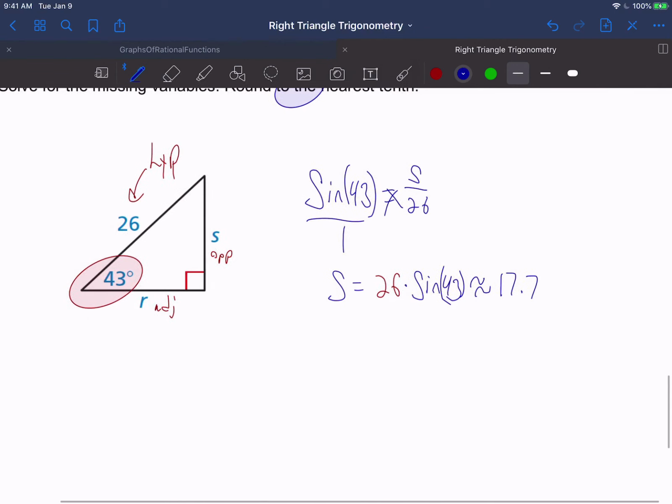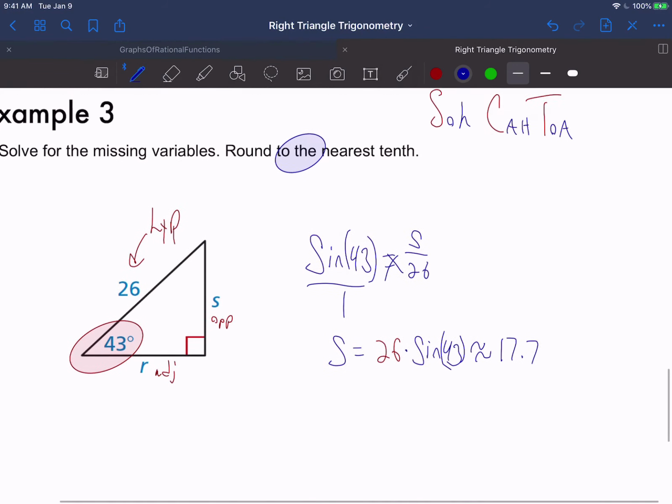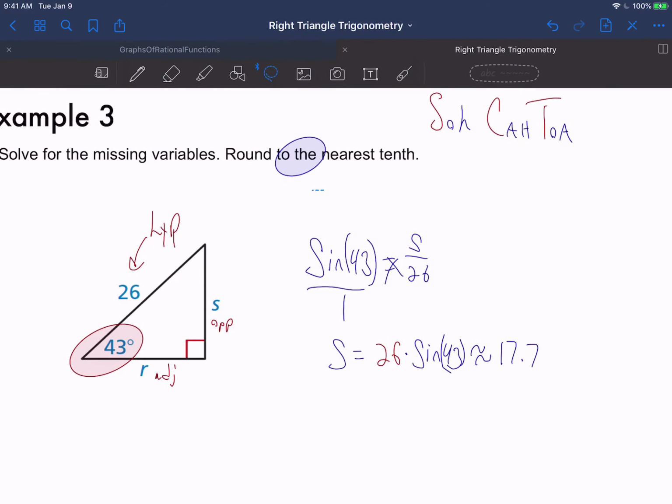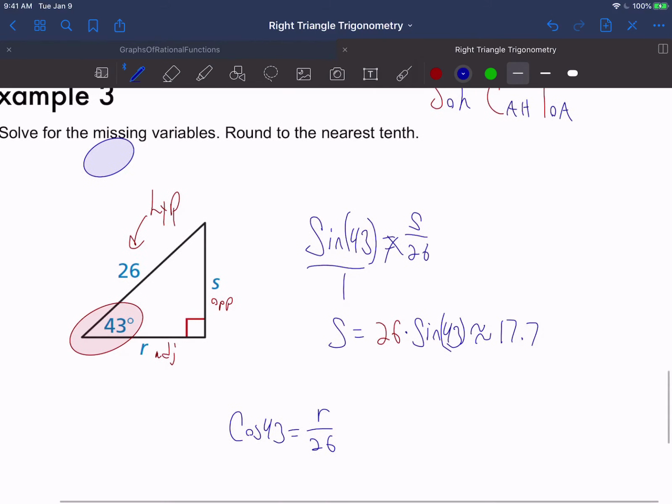And then for the other trig function, we're going to need to find the adjacent while knowing the hypotenuse. So which of these has an A and an H, for adjacent and hypotenuse? Cosine. Just like the last example, we're dealing with cosine and sine again. So we know that the cosine of 43 represents the adjacent to hypotenuse ratio.